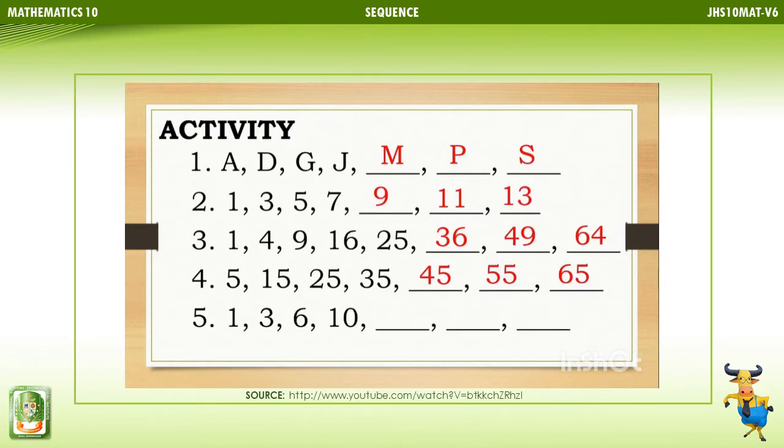And then for number 5, we have 1, 3, 6, 10, 15, 21, and 28. What is the pattern? We will add 2 to 1. So 1 plus 2, that is 3. 3 plus 3, that is 6. 6 plus 4, we have 10. So therefore, we will add 5 to 10, and that makes it 15. And then plus 6, 21. Plus 7, 28. So yung mga inadd natin, plus 2, plus 3, plus 4, plus 5, plus 6, consecutive numbers.